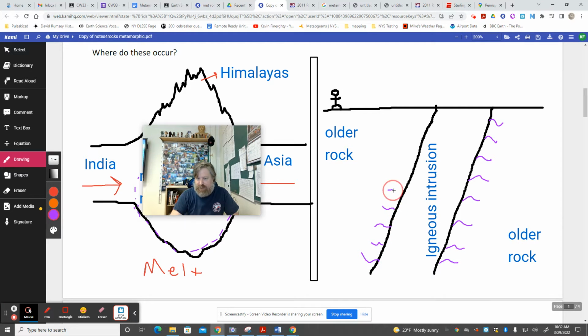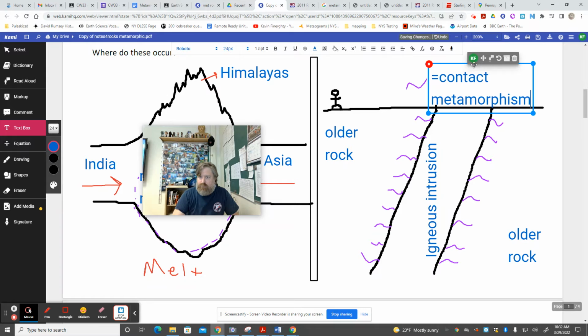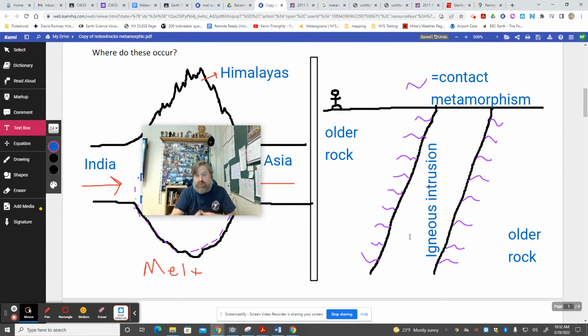You may think this is something I'm making up to draw these little things, but you're going to see lots of these diagrams, particularly in Marking Period 4, with these little squiggles on it to represent. What does that mean? Little squiggle equals contact metamorphism. Okay, the older rock changed due to really just the heat from that intrusion.